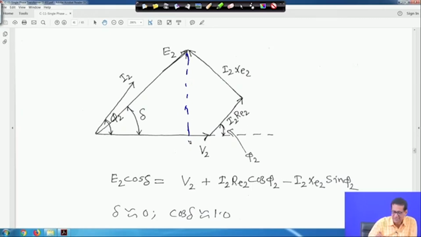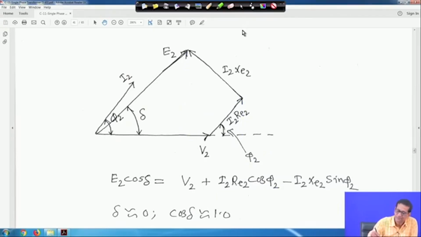So, E2 cos delta will be V2 first, plus this one, I2 Re2 cos phi 2, because this angle is marked here phi 2. So, take its projection. Then you have to subtract: minus I2 Xe2 sin phi 2, because you have to find out E2 cos delta. So, it will be V2 plus this one, then this one you also find out how much it is, minus I2 Xe2 sin phi 2.